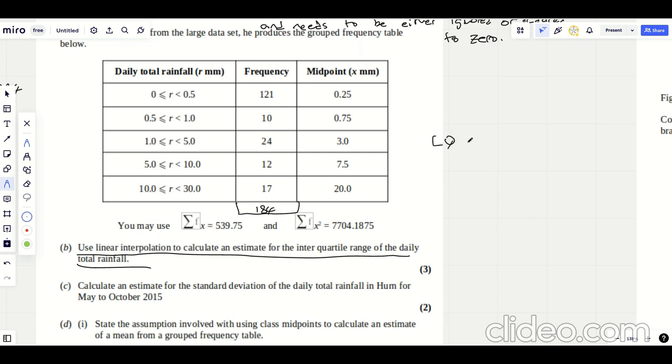Okay, where's the lower quartile going to be? It's going to be 1/4 of that, 92, which is 46 items of data. Now, where is the 46th item of data? Well, it's somewhere in here. So we need to do 46 over 121 multiplied by the width, which is 0.5, and then add on 0. Yeah, and so that's going to give me Q1 equals 0.190. Upper quartile, well, if we times this by 3, we're going to get 120 plus 18, the 138th item of data.